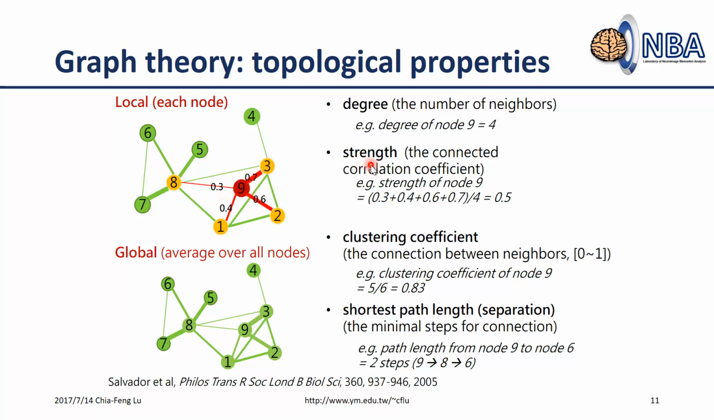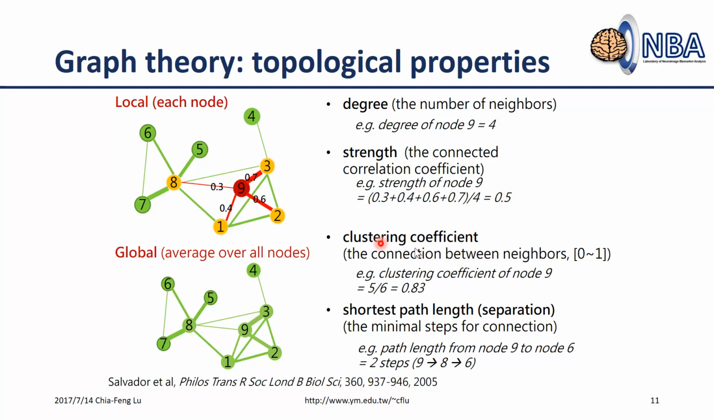And the strength, again, is the averaged or mean value of the correlation coefficients. For our case, the connection on this edge may have a Pearson correlation coefficient of about 0.7, and this one 0.3, 0.4, and 0.6. So the strength for this node is the average over all the directly connected regions. You just take the average. So the strength for node 9 is 0.4.